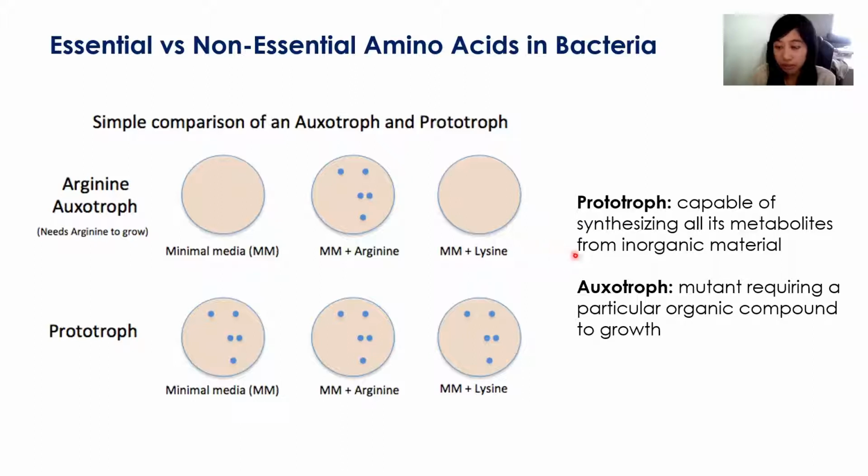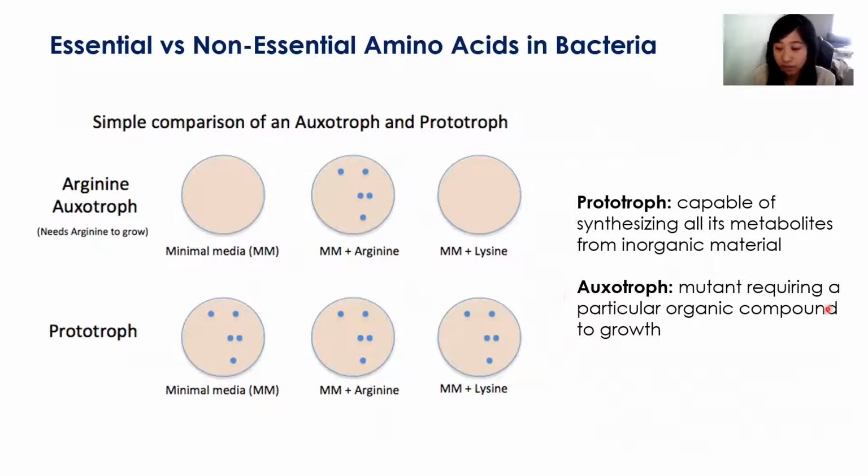A prototroph is a strain that's capable of producing all its metabolites from inorganic material. What this means is if you grow a prototroph in minimal media, it will still grow because it can produce all 20 of its amino acids, because it possesses all the different amino acid biosynthetic pathways.